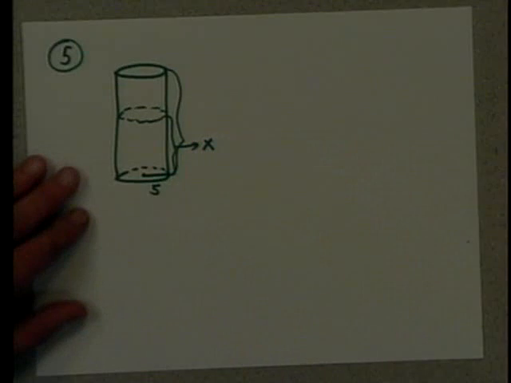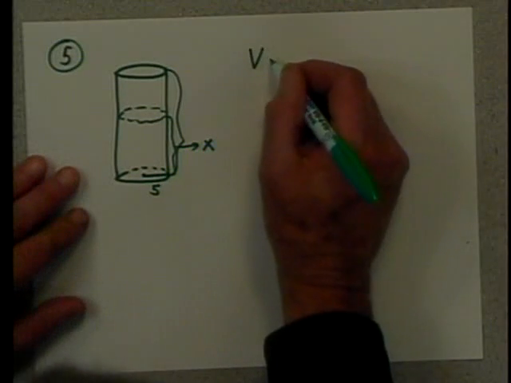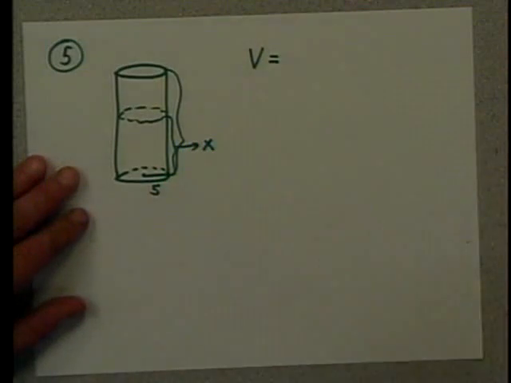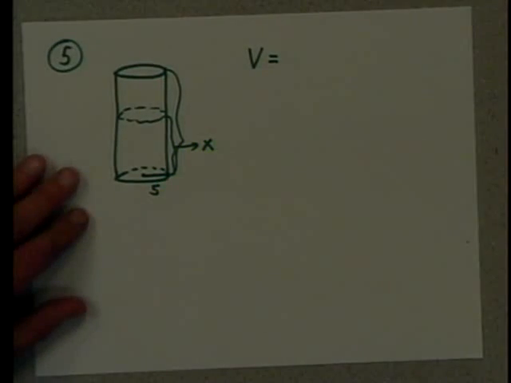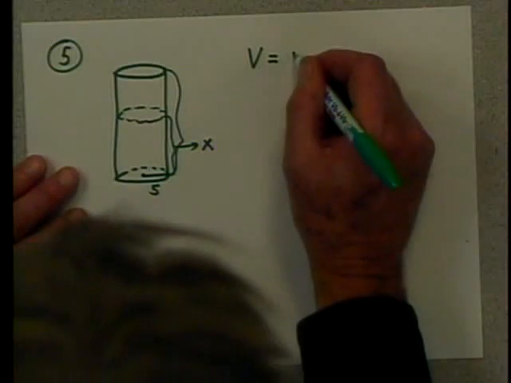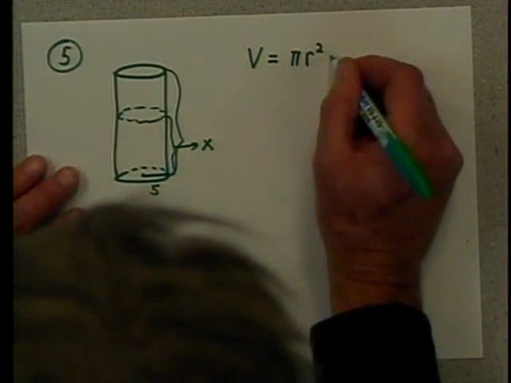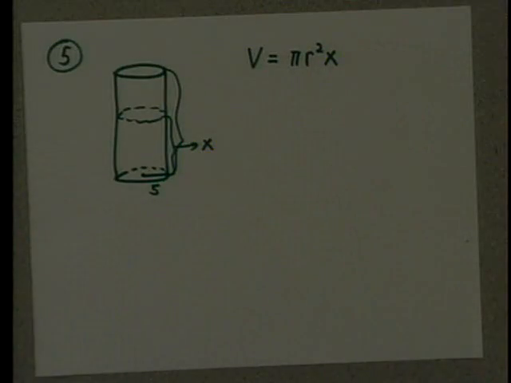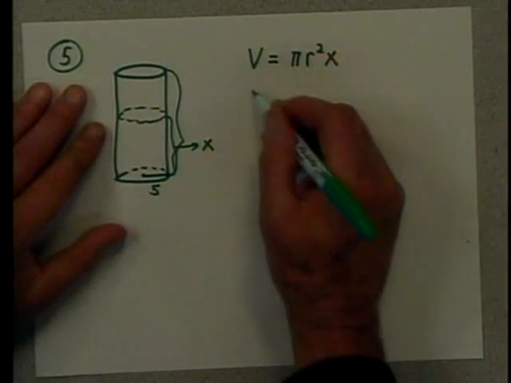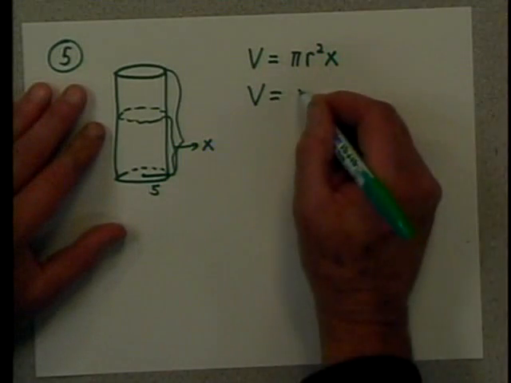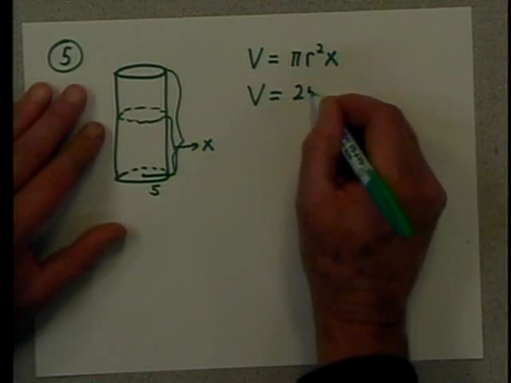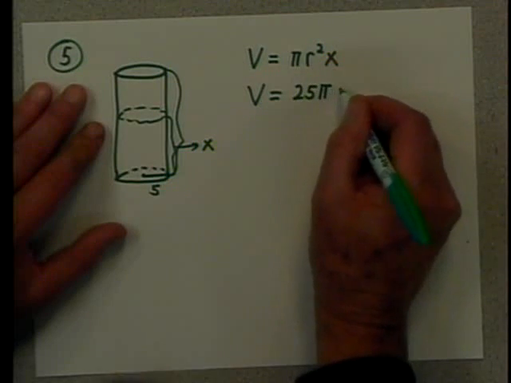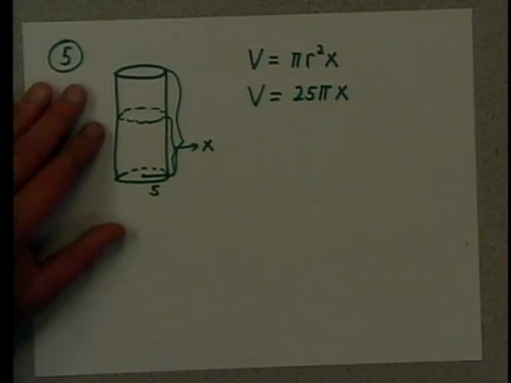Okay, now I got to make an equation relating the stuff in the picture. And that just comes, as often is the case, from a geometric formula. Do you know the volume of a cylinder? Pi r squared times x. But for mine, since the radius does not change, it'd be 25 pi x, right?